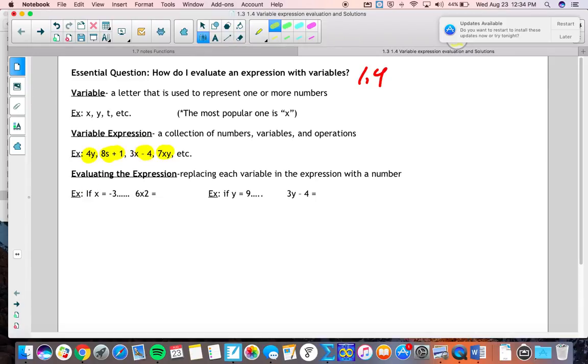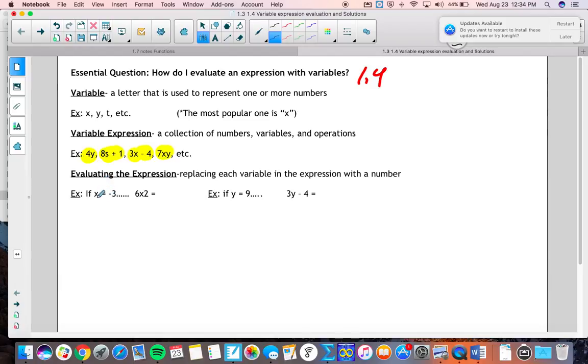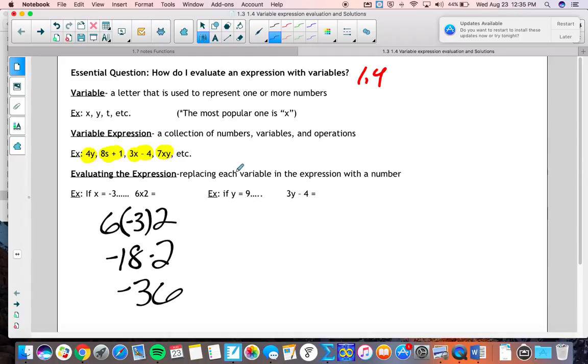So there's 4 different expressions here. Evaluate the expression by replacing each variable in the expression with a number. Let me use my fancy pen here. So if x equals -3, evaluate 6 times x times 2. So let's substitute that in. 6 times -3 times 2. So we get -18 times 2, which is -36.